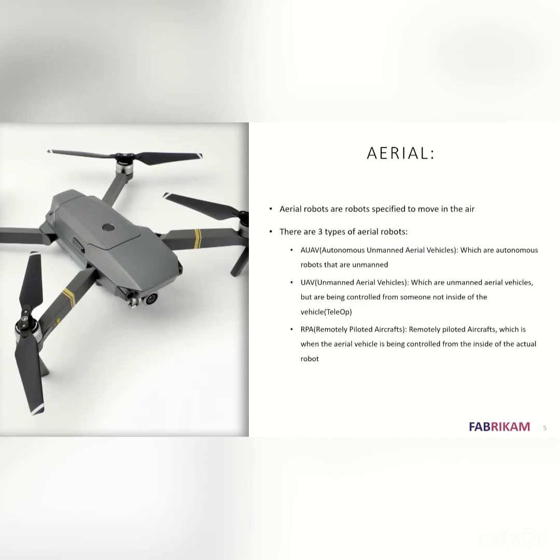Aerial robots, which is air, are robots specified to move in the air. There are three types of aerial robots. AUAV, which is autonomous unmanned aerial vehicles: the vehicle is unmanned, there's nobody inside, and the vehicle is also autonomous, so nobody's actually controlling it. UAV, which is unmanned aerial vehicles: nobody's inside of the vehicle, but it is being controlled from someone not inside. And RPA, which is remotely piloted aircraft, which is when the aerial vehicle is being controlled from the inside of the actual robot.